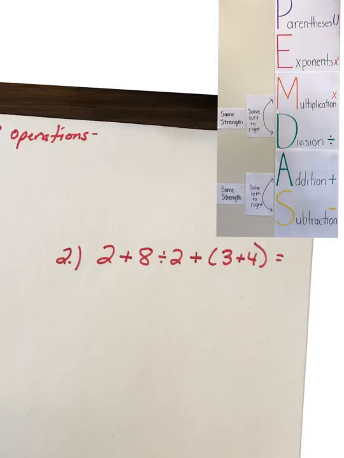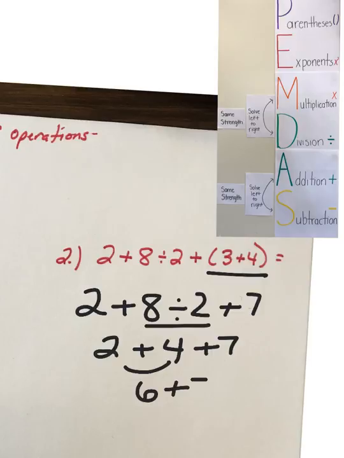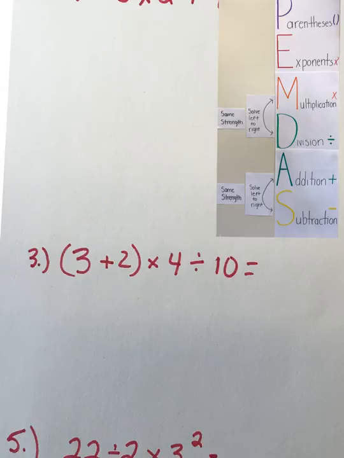To solve question 2, you have to look through, and we do parentheses, and I see parentheses. So we'll have to do that first. Then I just rewrite the whole thing. 2 plus 8 divided by 2 plus, this is 7. Next step, looking for multiplication and division from left to right. I see a division in the middle. I have to do that before those additions. 8 divided by 2 is 4. So I'll rewrite 2 plus 4 plus 7. This is 6, and I know 6 plus 7 is 13. Do question 3 right now.